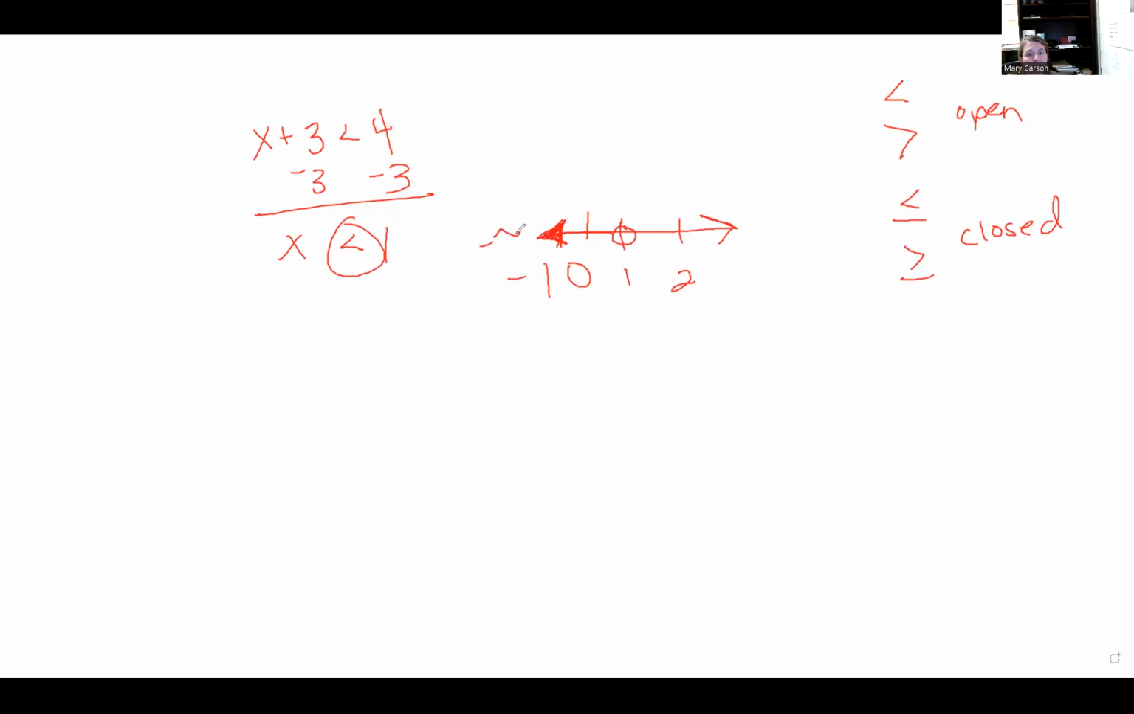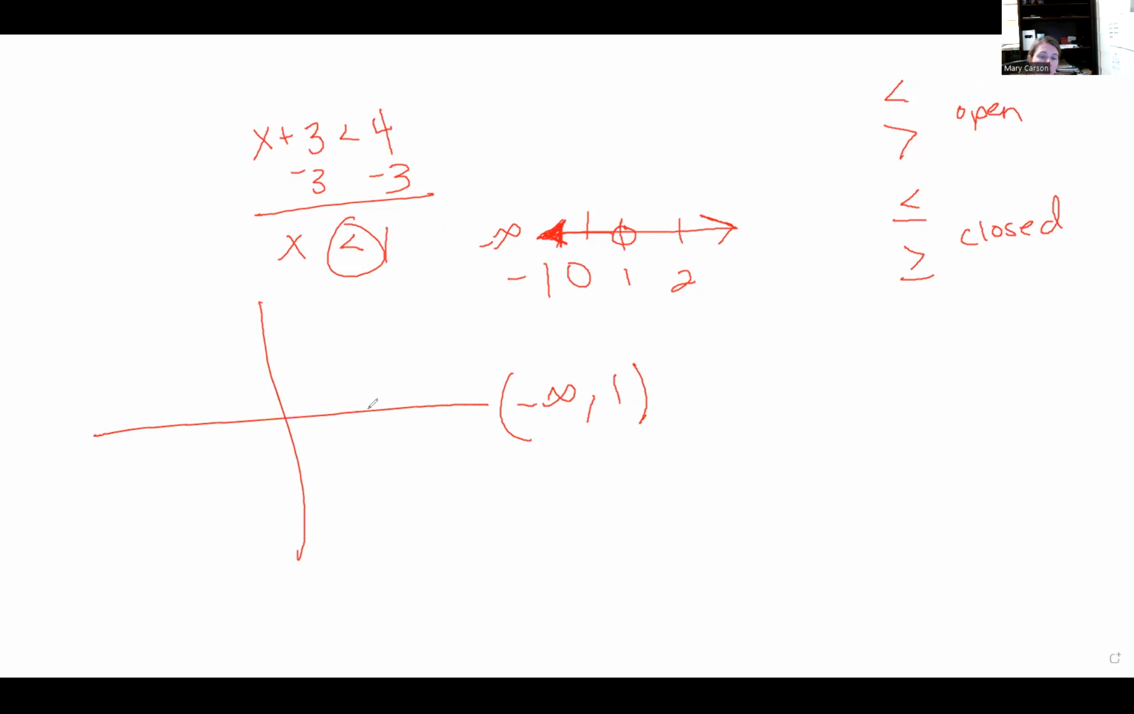Now to write this in interval notation, we're going to keep on going to the left. So that means negative infinity, and we read from left to right. So this will be from negative infinity to 1. And we will leave it open here because this is an open circle, and we would have to leave this open because infinity or negative infinity goes on forever and ever. So that's how we would write that in interval notation.